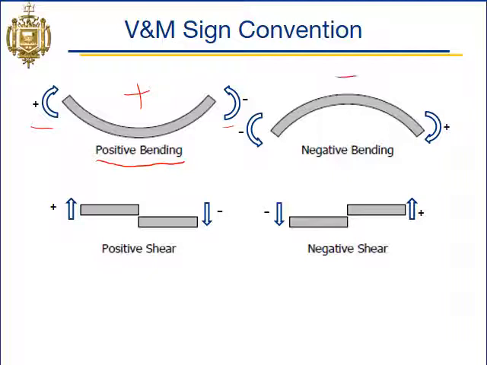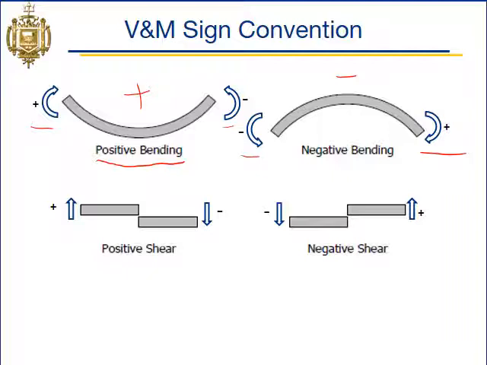In negative bending, we have a sad face. Our beam would look like a sad face in negative bending, and we would also have a negative counterclockwise moment and a positive clockwise moment that would cause that bending.